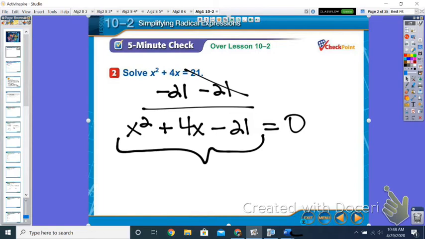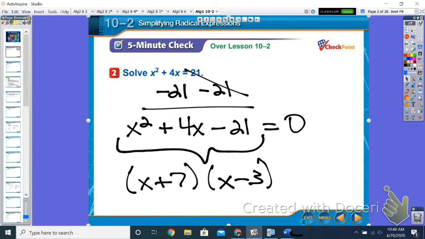You could, for the record, also try to factor that if you feel confident in your factoring abilities, and that would be x plus 7 and x minus 3 in parentheses, because 7 minus 3 is 4, and 7 times negative 3 is negative 21. And then you would just set each of these equal to 0.